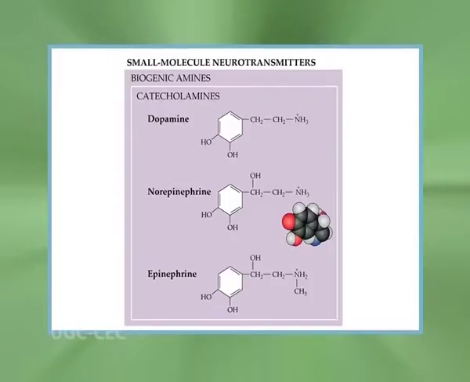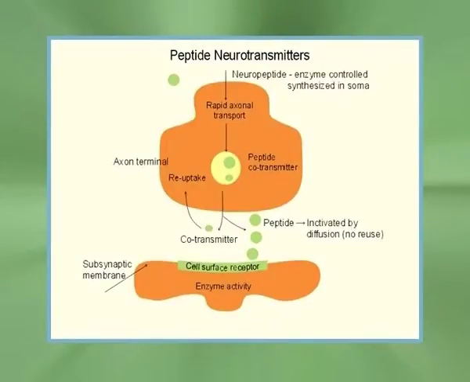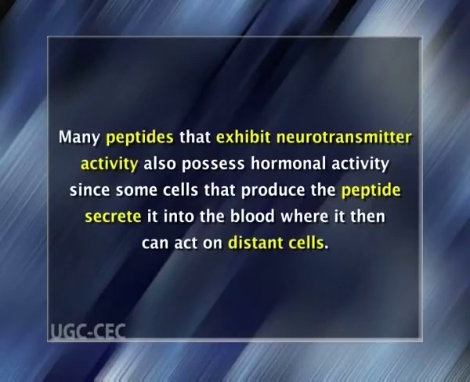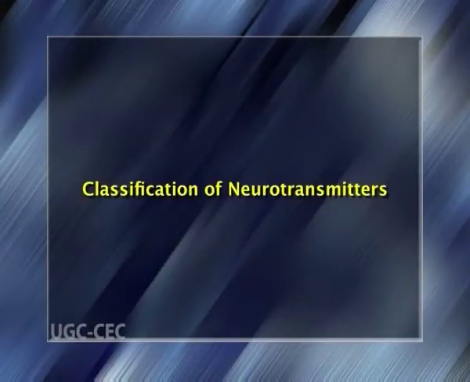In addition to excitation or inhibition, neurotransmitters can be broadly categorized into two groups, defined as small molecule neurotransmitters or peptide neurotransmitters. Many peptides that exhibit neurotransmitter activity also possess hormonal activity, since some cells that produce the peptide secrete it into the blood, where it then can act on distinct cells. Moving on to classification of neurotransmitters.